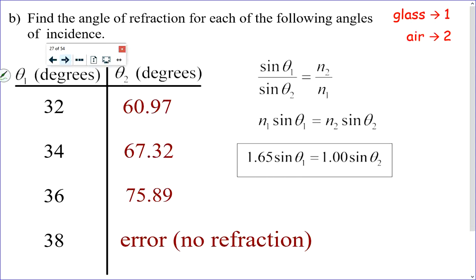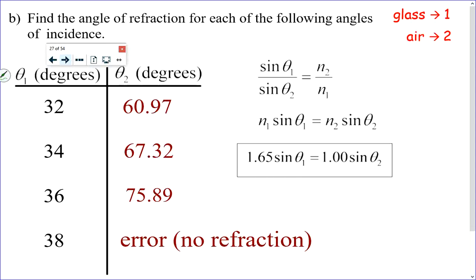And then what happens when you try it with 38 degrees? I hope you're at this stage. You get an error. I don't know what your calculator says. Does it say domain error maybe? It does say domain error. Don't overthink that in terms of math. It just means that you can't do it. Now, why can't it do it?